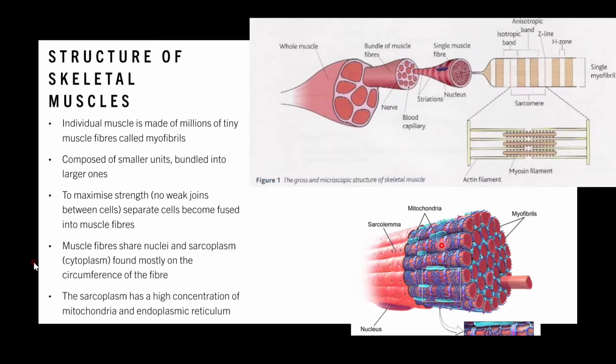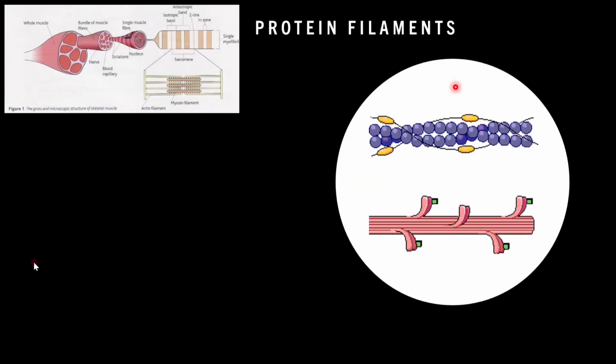This sarcoplasm, or cytoplasm of our muscle fibers, has high concentrations of mitochondria and endoplasmic reticulum. This is because it needs to manufacture a lot of proteins and a lot of ATP for the contractions it's going to need. So that is the overall structure of our skeletal muscles. It's these large muscles branched off into small myofibrils, which are all fused together to form our muscle fibers to strengthen the muscle as a whole.